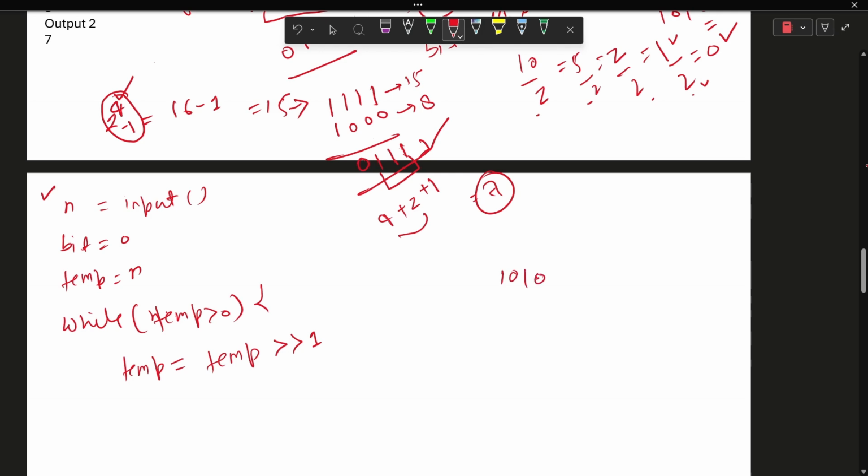In the first step, the bit is decreased and it becomes 101. Now what does it become? 4 plus 1, 5. Again, next time one bit is decreased, it becomes 10, which is 2. Now again one bit is decreased, it becomes 1. Now again one bit is decreased, it becomes 0. And not closing, we do bit plus plus here.